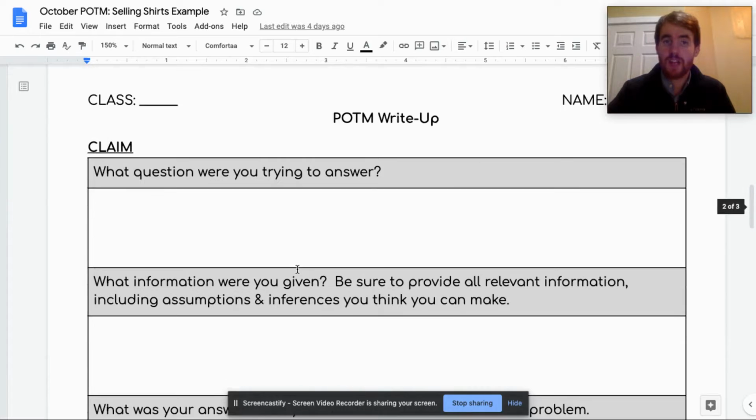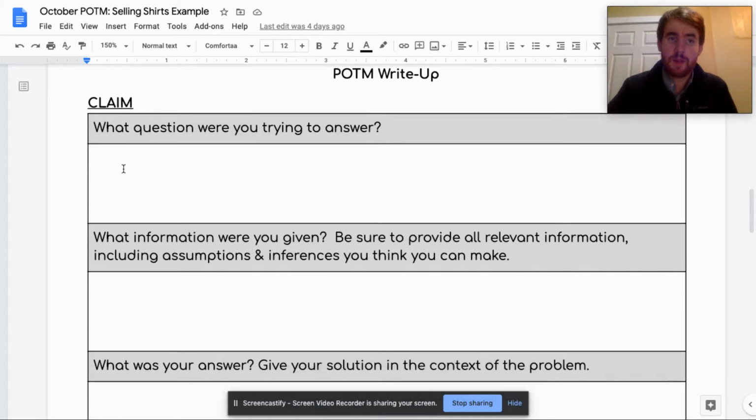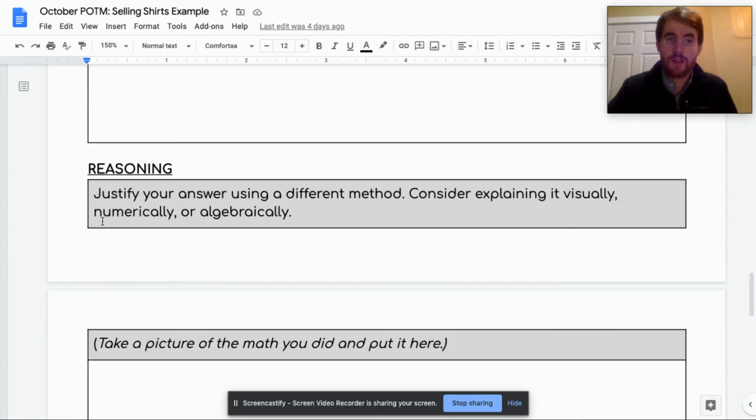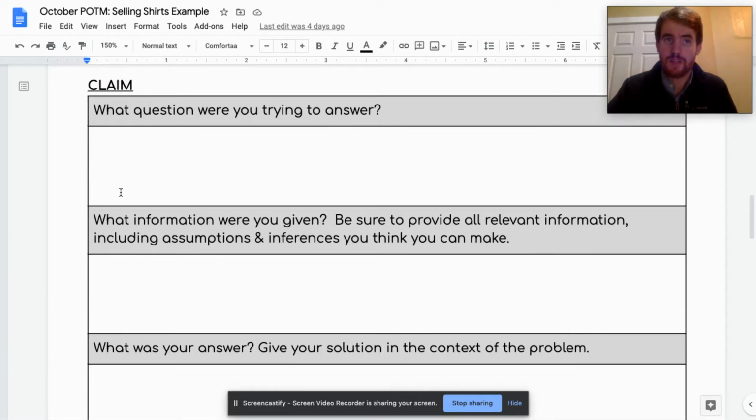So what is the write-up? This is going to look the same for every problem of the month we do. So in November, we're going to do another problem. It's going to be a different problem, but it's going to be the same write-up. And the write-up consists of 3 different parts: the claim, the evidence, and the reasoning. This week, we're just working on the claim and the evidence.